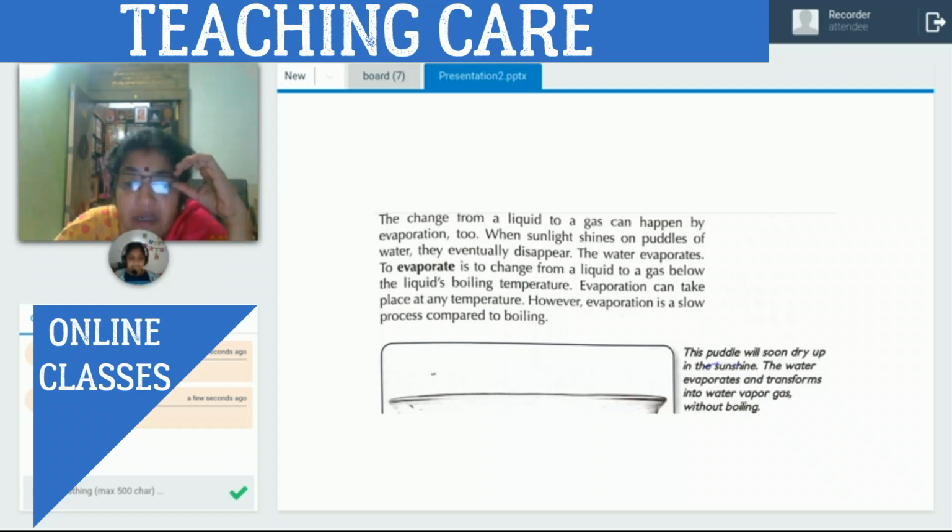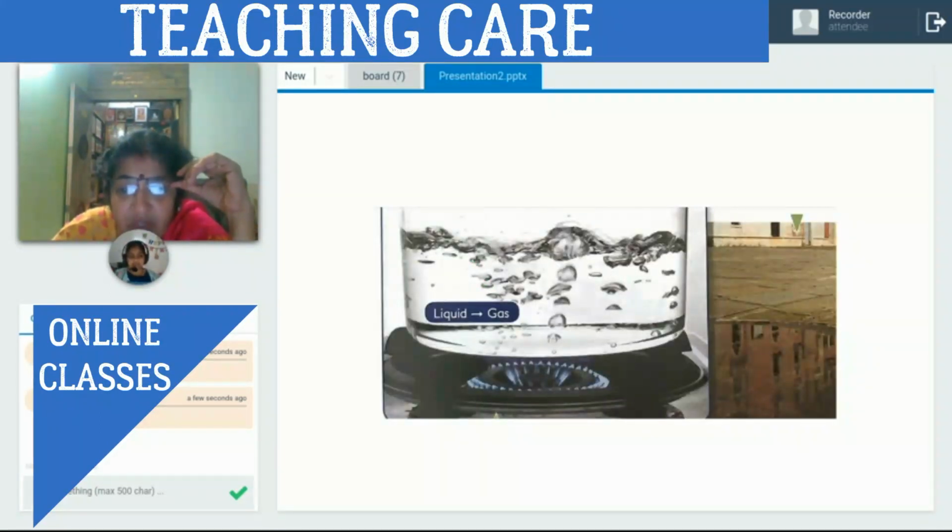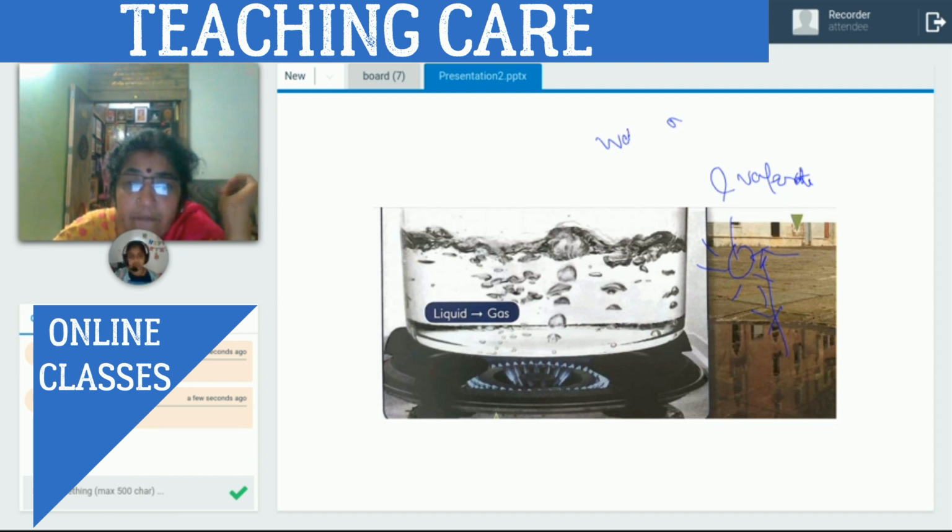So have you ever noticed that a puddle will soon dry up in the sunshine? Have you ever noticed that? This is a small puddle. This small water was there on the floor because of the rain. This is rainwater. After some time, when the sun shines over this, because of the heat of the sun, this liquid water will evaporate and change into water vapor.